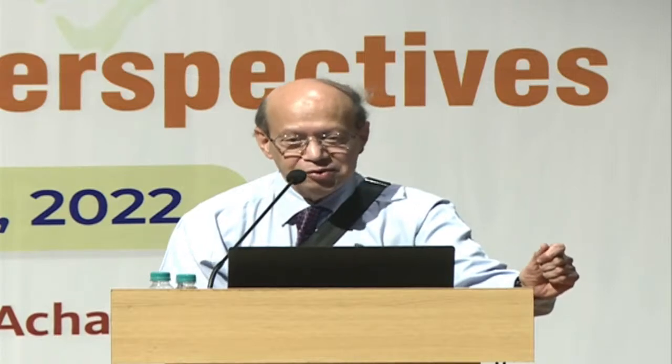Why do our neurons become happy when we do something? For a hungry man, if you give food, he becomes happy. That is because the dopamine levels in the brain go up. Dopamine is called a happy hormone.